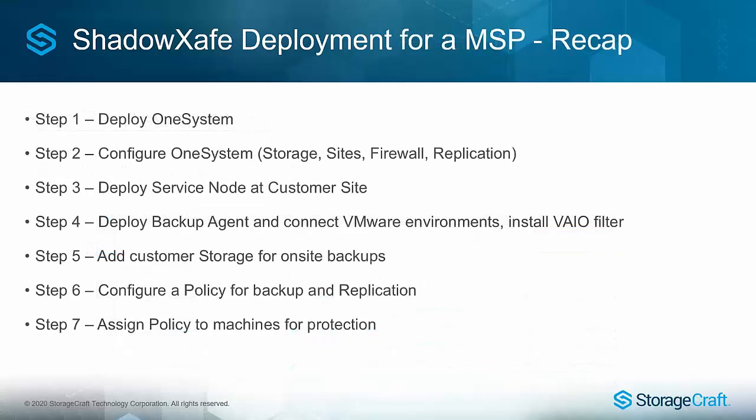Just to recap, step 1, deploy OneSystem. Step 2, configure OneSystem with the storage sites, and set up the firewall and the replication for the public IPs. Step 3, deploying the service nodes at the customer sites. Step 4, deploy the backup agents and/or connect any VMware environments and install the VIO filter. Step 5, add customer storage for on-site backup, so configuring their local NAS share, make sure that's been added in. And then that will enable you for step 6 to configure a policy to target that backup share and add in any replication if you wish to. And then finally, step 7, assign a policy to machines for protection.